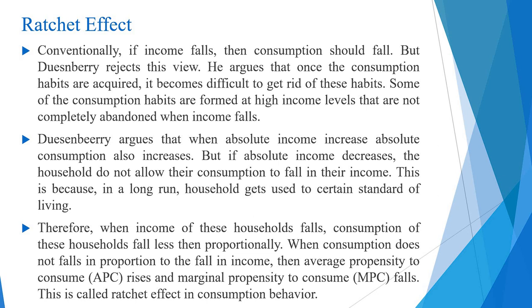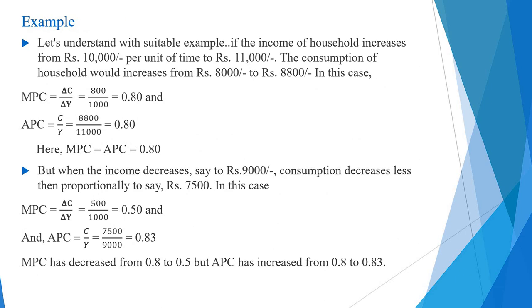When consumption does not fall in proportion to the fall in income, then average propensity to consume rises and marginal propensity to consume falls. This is called ratchet effect in consumption behavior. Let us understand with a suitable example. If the income of the household increases from rupees 10,000 per unit of time to rupees 11,000, the consumption of household would increase from rupees 8,000 to rupees 8,800.